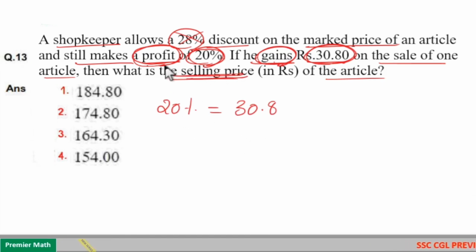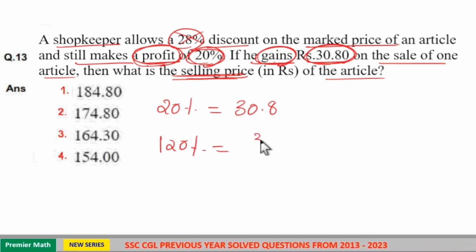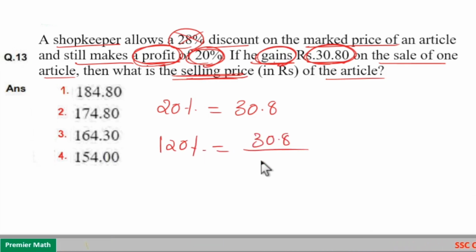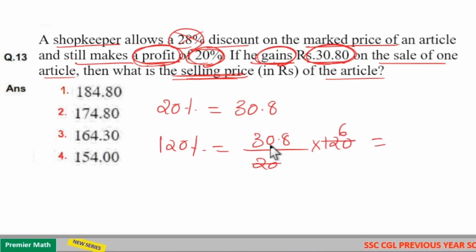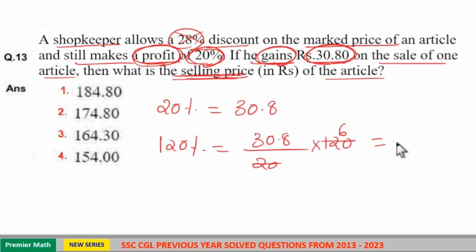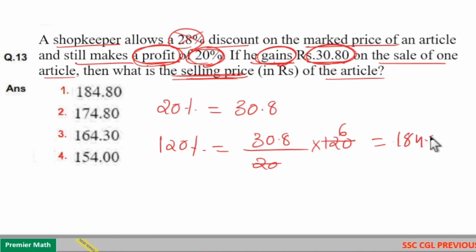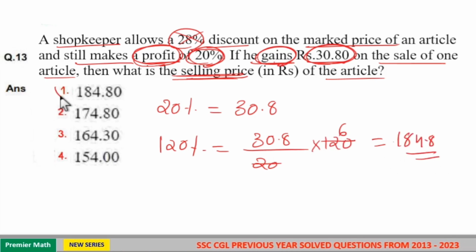What is selling price? If profit is 20%, selling price is 100 plus 20, 120%. So 120% is equal to 30.8 divided by 20% into 120. Now 20 goes 6 times in 120. 6 into 30, 180. 6 into 8, 48. 6 into 0.8 is 4.8. So 180 plus 4.8 is 184.8. Option 1 is your answer.